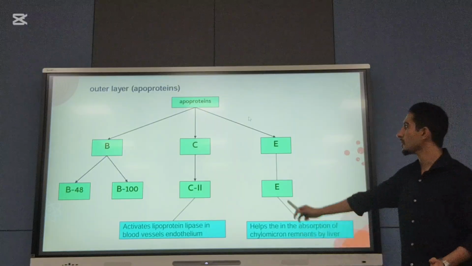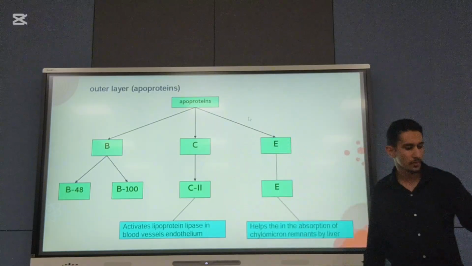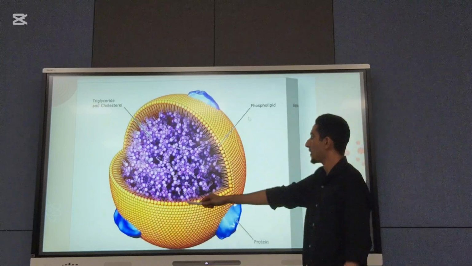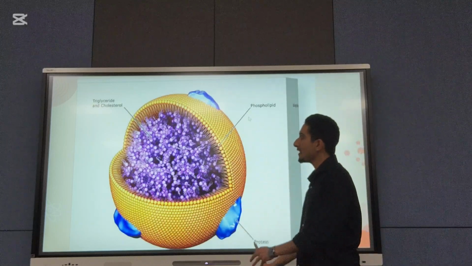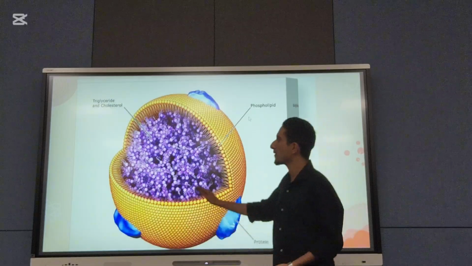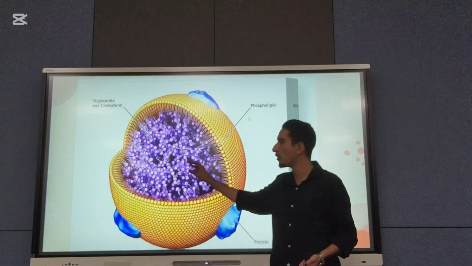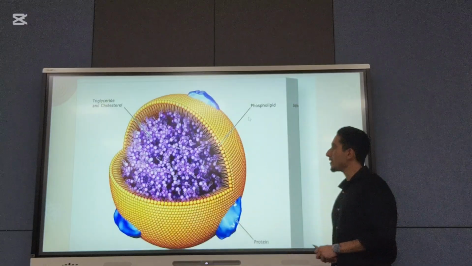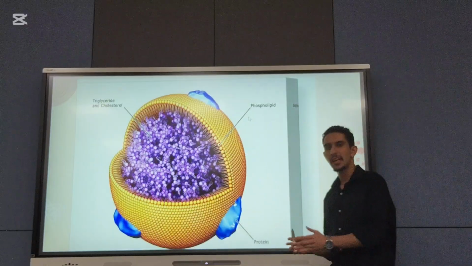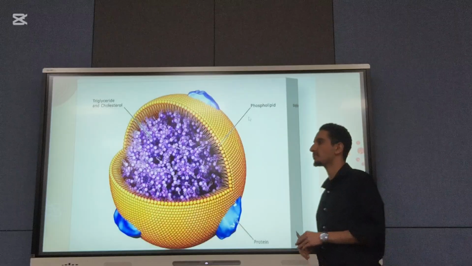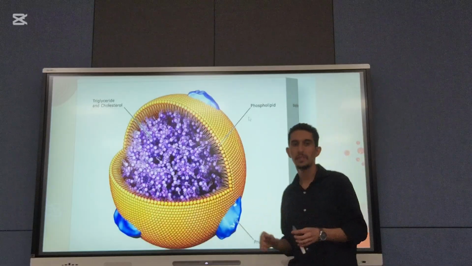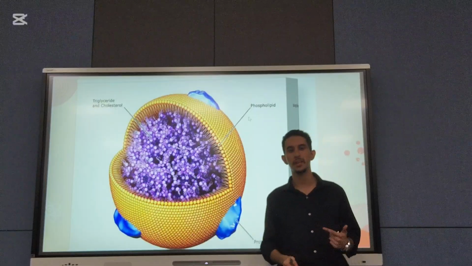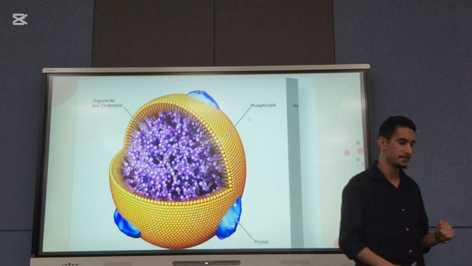So now we talked about the apoproteins, which are these blue structures. We talked about the triglycerides and cholesterol. The phospholipid, we said it's a monolayer. However, now we need to talk about each and every specific lipoprotein. Chylomicron in specific, VLDL in specific, HDL in specific.